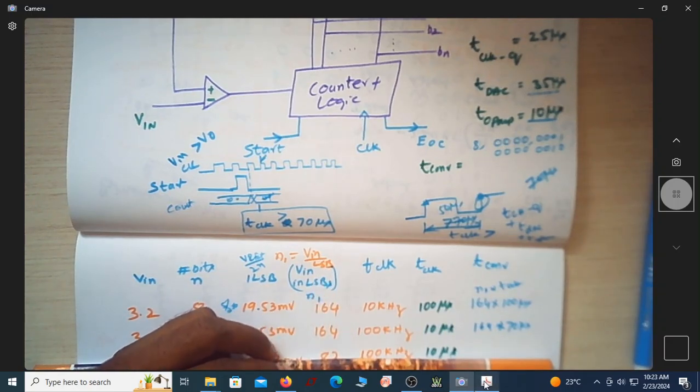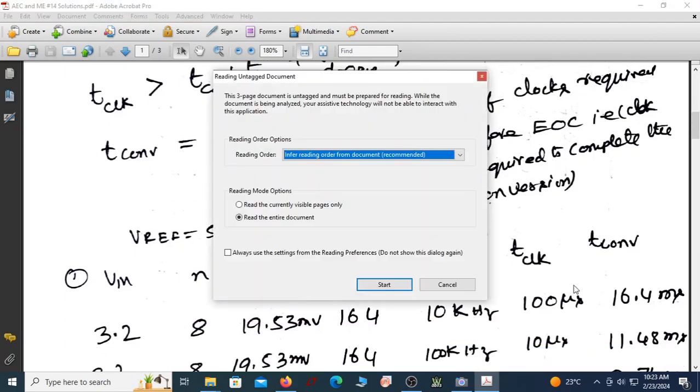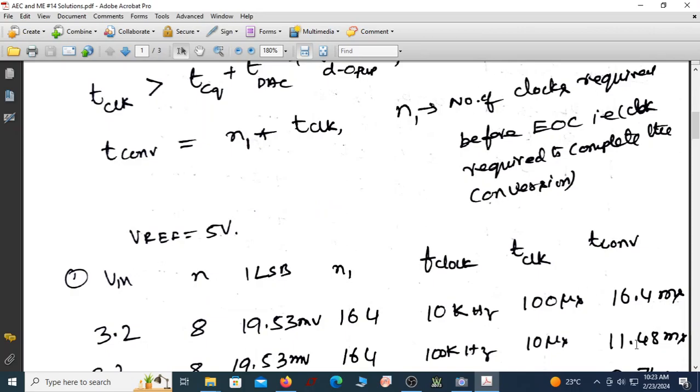So that comes out to be, okay, I don't have a calculator now, so I'm just showing you this. Sorry for that. So it is taking 11.48 milliseconds. This 11.48 is nothing but 164 multiplied by 70. So let me just do it using the calculator on my mobile.